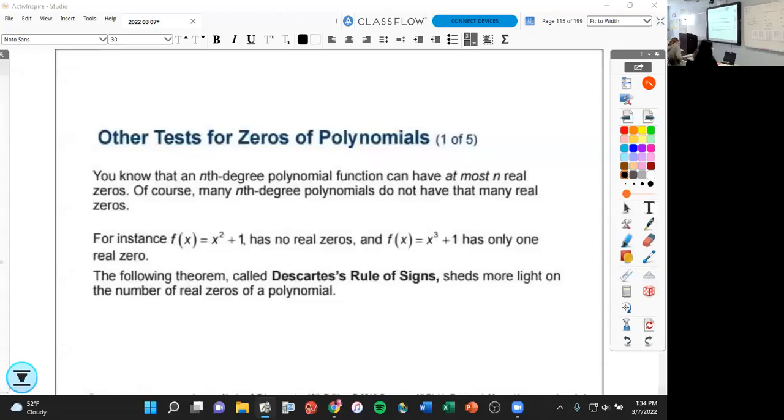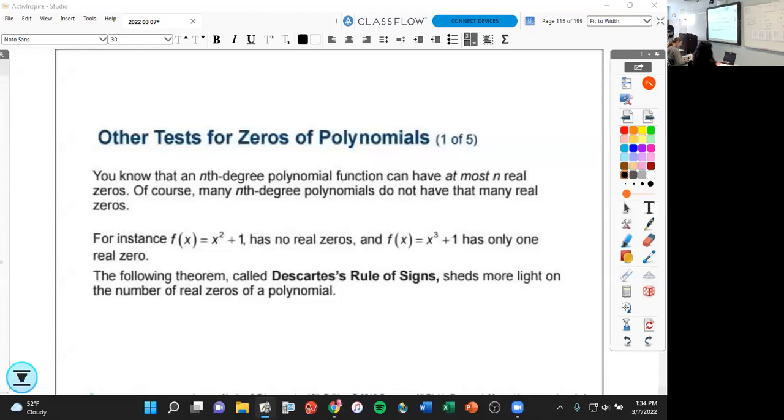We'll wrap up 3, 4 other tests for zeros and polynomials. Okay, so we've talked about an nth degree polynomial having n solutions, right? Whatever the degree is, that's how many solutions there are. I guarantee a 12th degree polynomial has 12 solutions. An nth degree polynomial function has at most n real solutions.